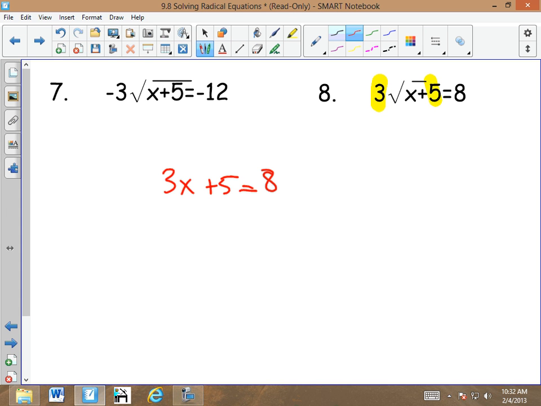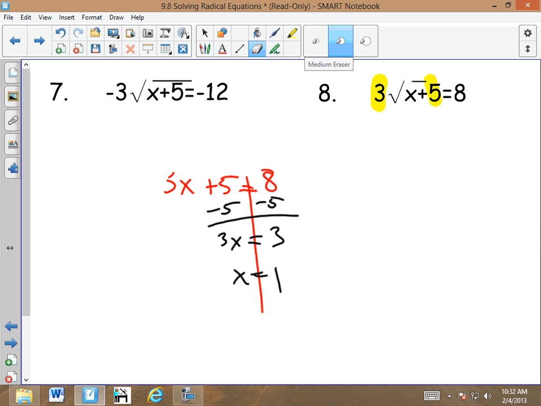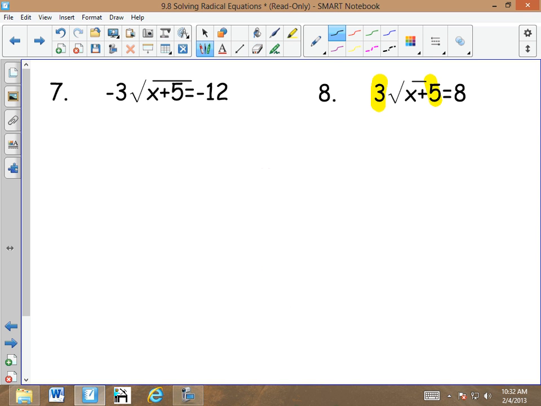Thank you. Here, 3x plus 5 equals 8. What would I do first? Well, I would get rid of the 5, right? Always get rid of the loner first. Same thing when you have radicals. Always get rid of the loner first, so what am I going to do first? Always get rid of the loner first.